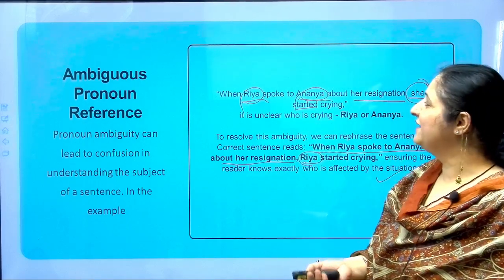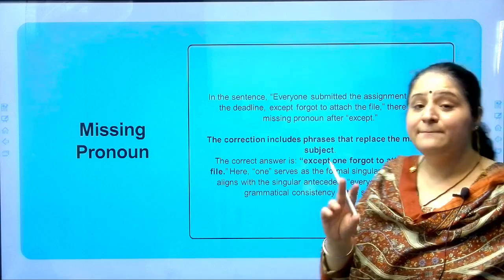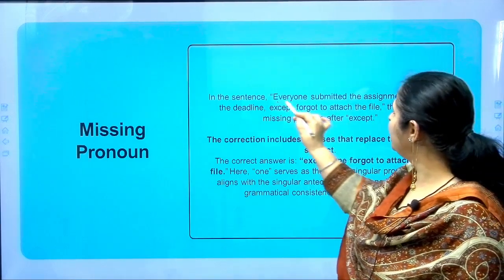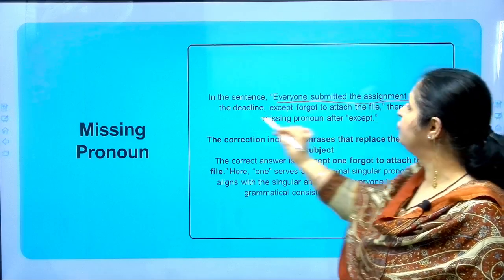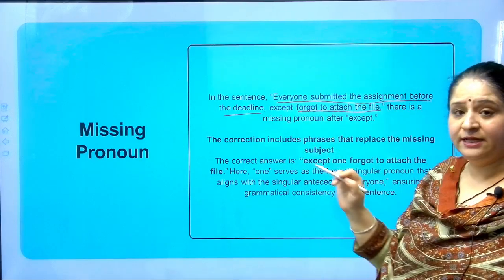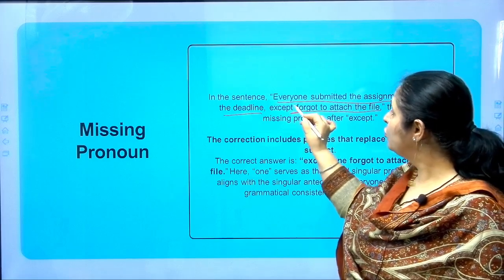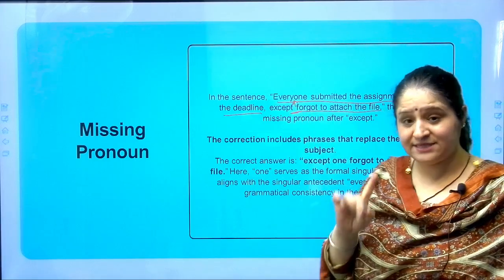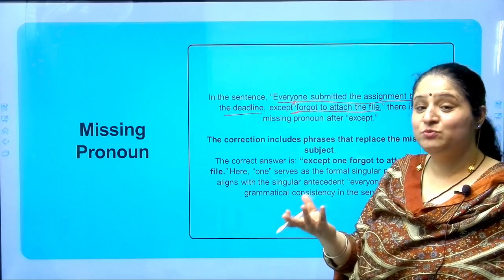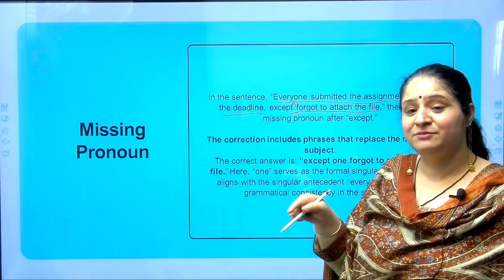Alright, so let me go to the next one. Next slide talks about missing pronoun. Now if I give you an example: everyone submitted the assignment before the deadline except forgot to attach the file. Now except के बाद कुछ ना कुछ तो होना चाहिए. Except के बाद there has to be something, right, which is missing. So this is called a case of missing pronoun.